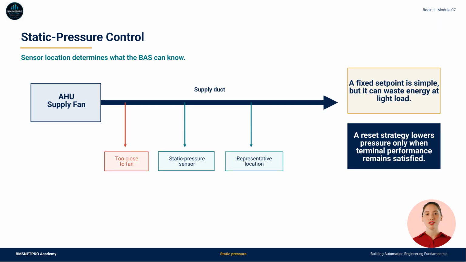Supply fan control often depends on a duct static pressure sensor, so sensor location is critical. If the sensor is too close to the fan discharge, turbulence and local pressure effects may not represent the distribution system. If the sensor is placed in a poor branch, it may miss critical zones. A fixed pressure set point is simple, but it can waste energy when most VAV dampers are nearly closed. A reset strategy can reduce pressure during light load, but only if it protects ventilation, comfort, noise, and critical zone performance. The BAS can only control from the information the sensor provides, so location and reference must be correct before the logic can be trusted.